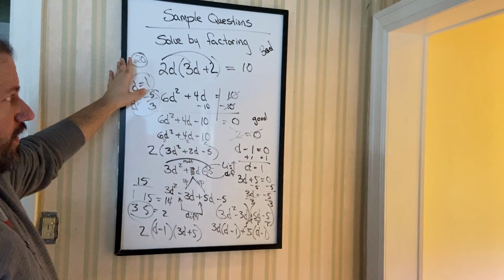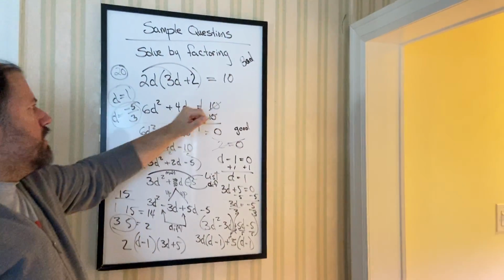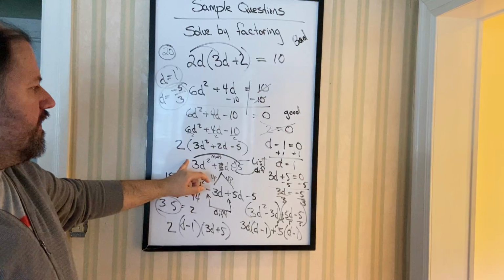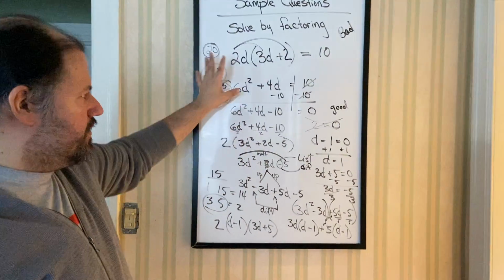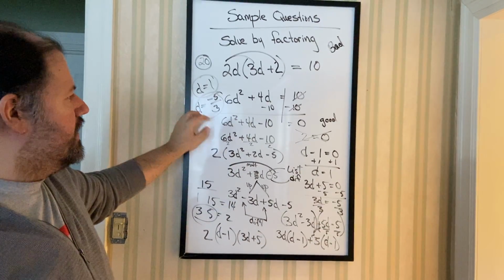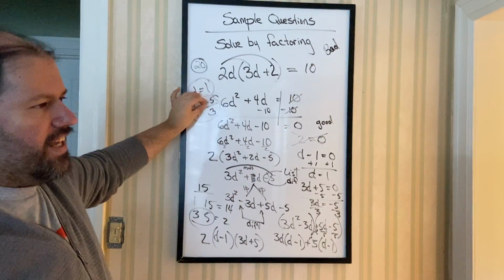This was the hardest one. Why was this the hardest one? 1, because we start with bad. 2 is we got to get rid of the parentheses. 3 is because we had to do a GCF. And then we had to do arch. So this was a heavy problem, but we were still able to get 2 answers. Remember, our answers are going to be D equals a number, and they can be fractions.